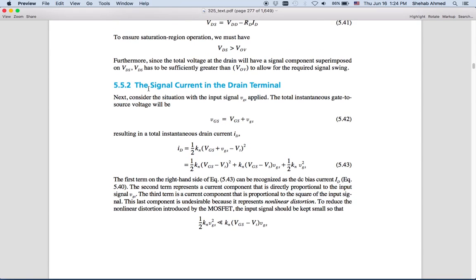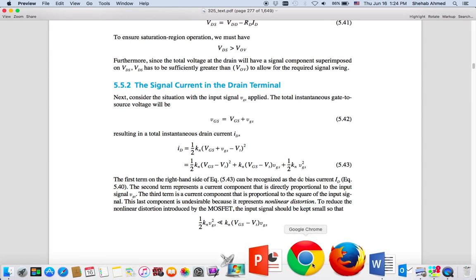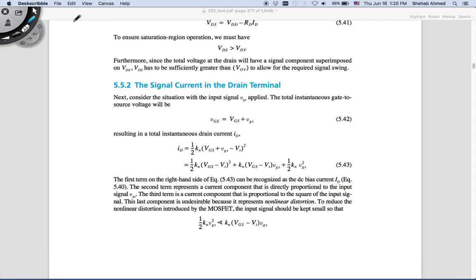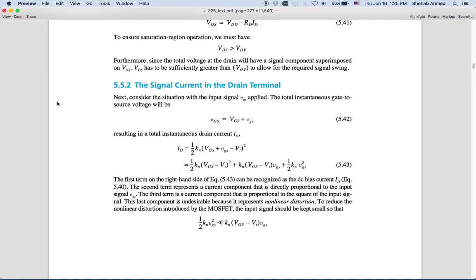Okay, so what is the limit? The limit is we would like to make sure that, according to this equation, this half Kn times VGS squared is significantly smaller than this term here, right? So let me solve the inequality. This inequality is solved in the next page, and then we will find the limit on VGS.